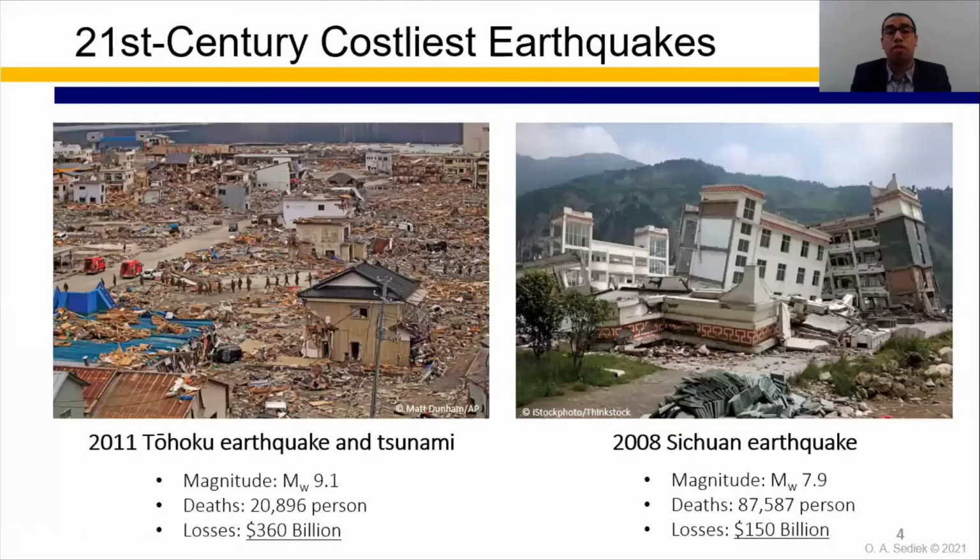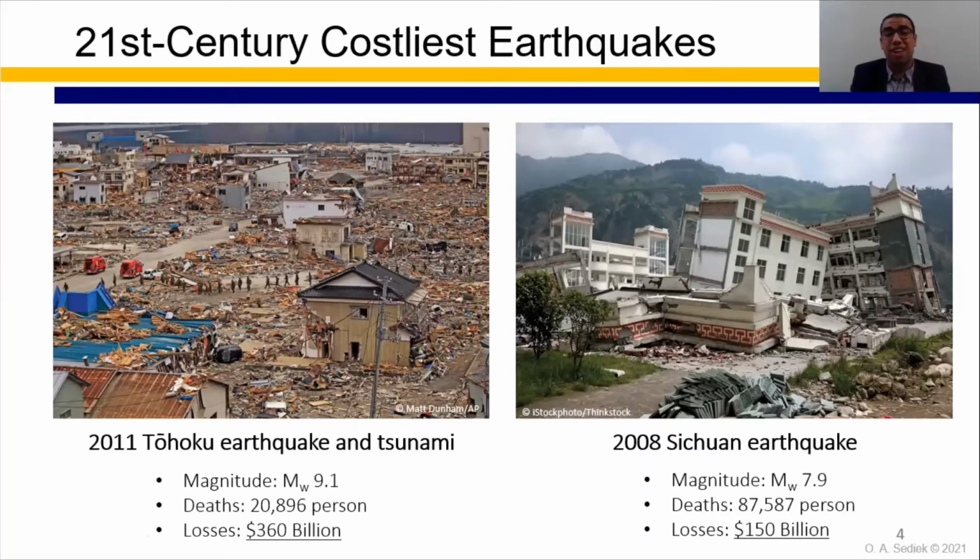In terms of cost, earthquakes are very costly. These are the two costliest earthquakes that happened in the 21st century. As we can see here, the 2011 Tohoku earthquake and tsunami cost more than $300 billion, while the 2008 Chuan earthquake in China cost more than $100 billion.